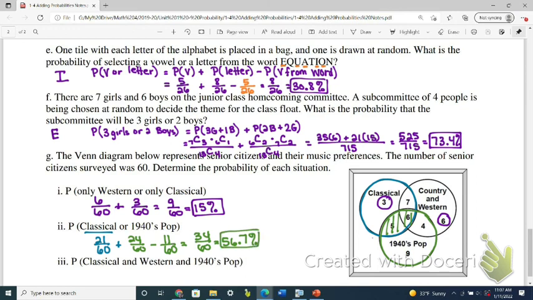And the last one, classical and Western and 1940s pop. That means I am looking for where all 3 circles overlap. That only occurs in one place, this right here. That is who likes all 3 of them. So it's not ors, they were ands. So this is 6 over 60, which is 10%.